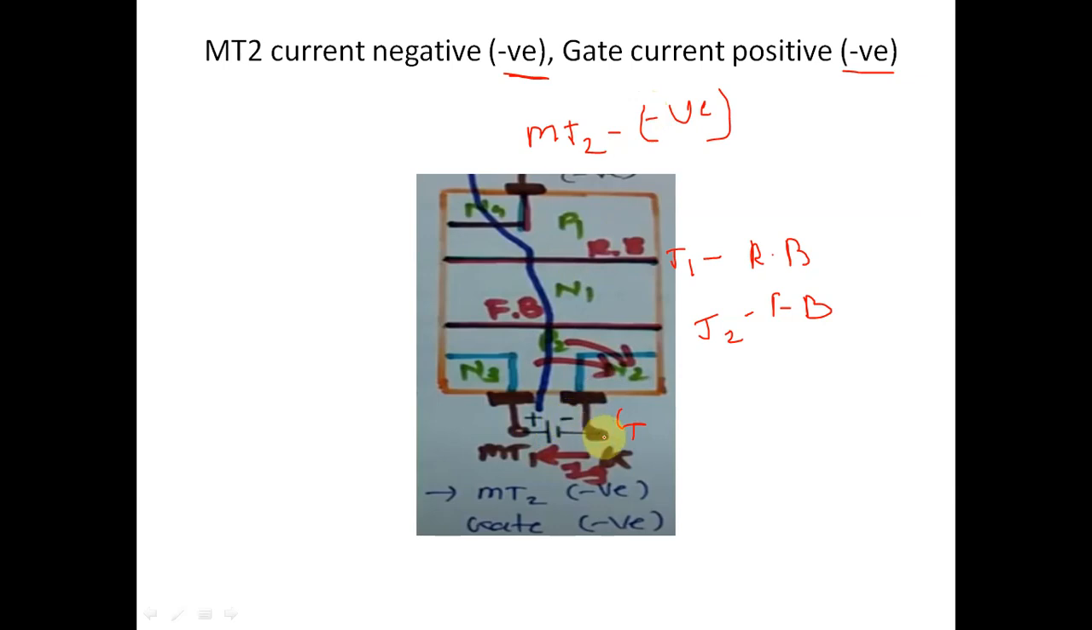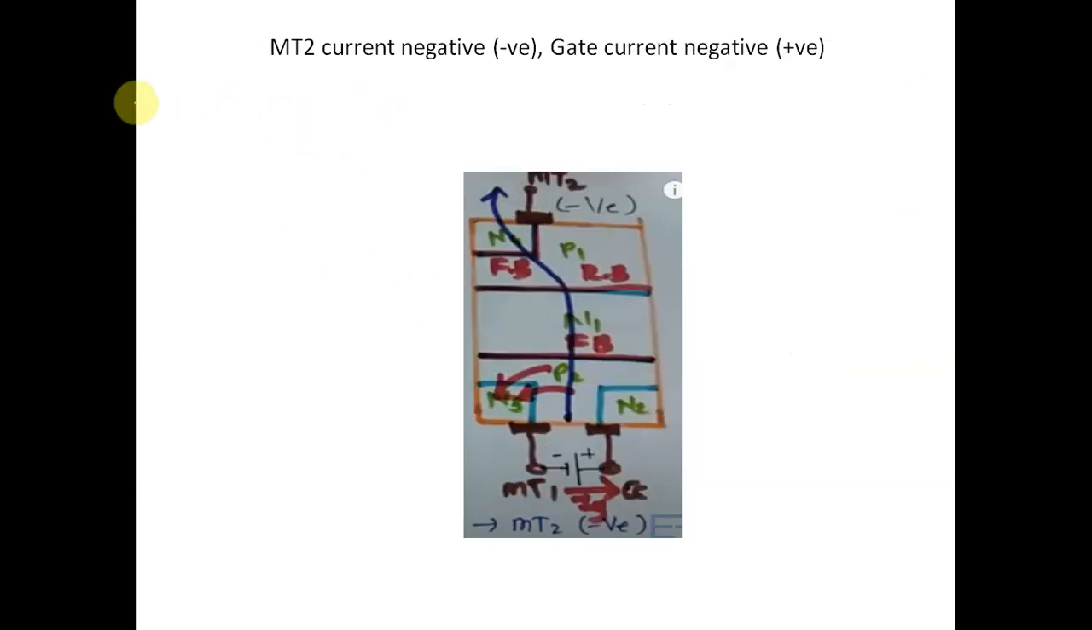The negative terminal is applied to the gate, so some holes are attracted towards these electrons, and here the J3 junctions are generated. This junction is also a forward bias junction, and this is the current flowing path. Which one is the current flowing path? P2, N1, P1 and N4 is the current flowing path of SCR.